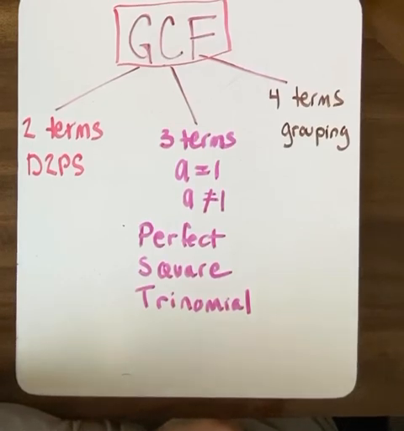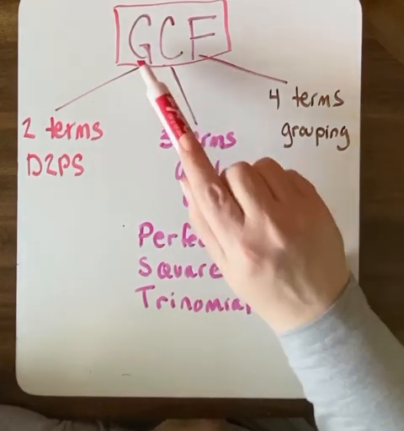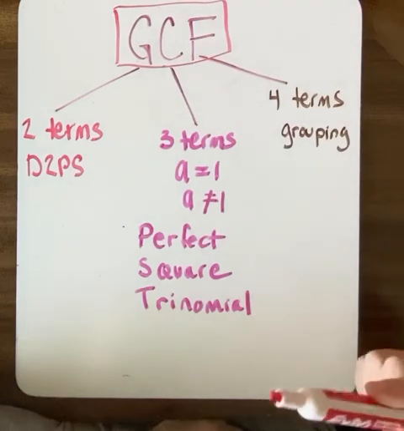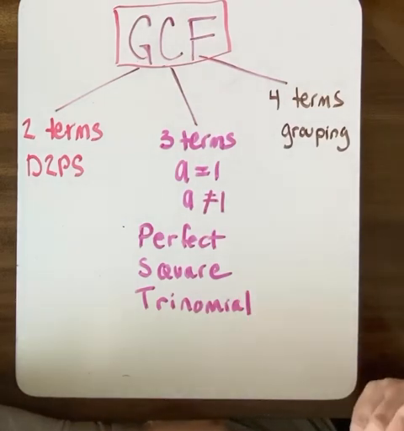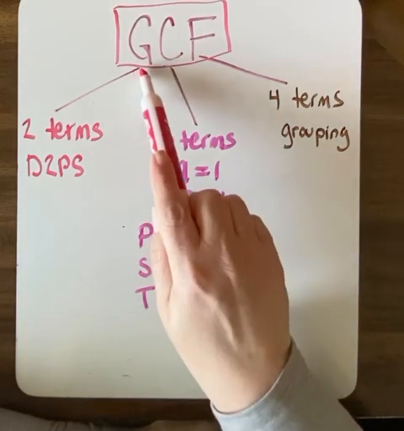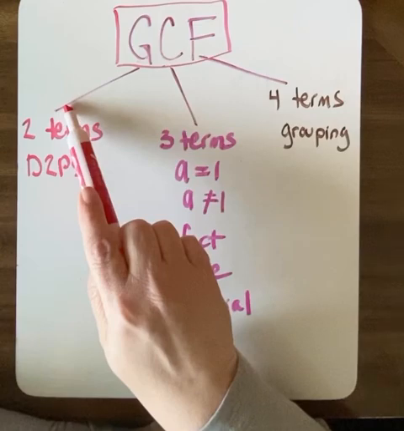Hello, ladies and gentlemen. Today we are going to be reviewing factoring. And with factoring, we always start with our greatest common factor. After we take out that greatest common factor or look to see if it's present, we then look at the number of terms. And the number of terms tell us how to go about the problem.